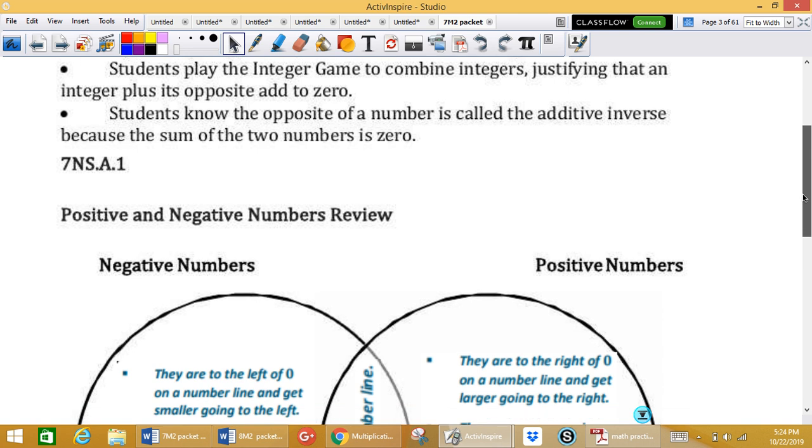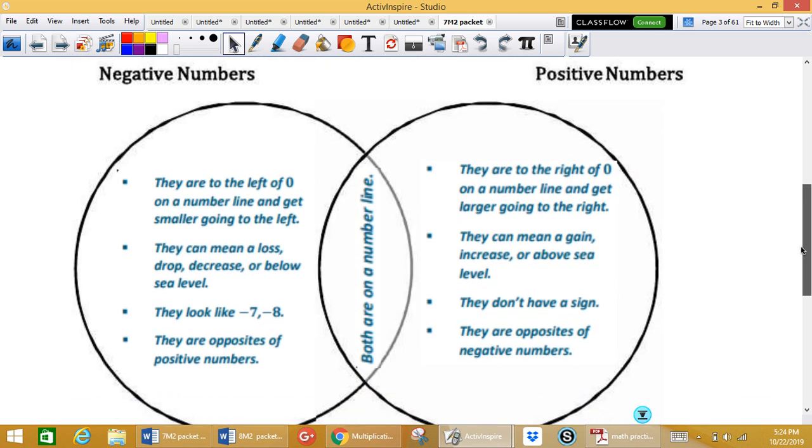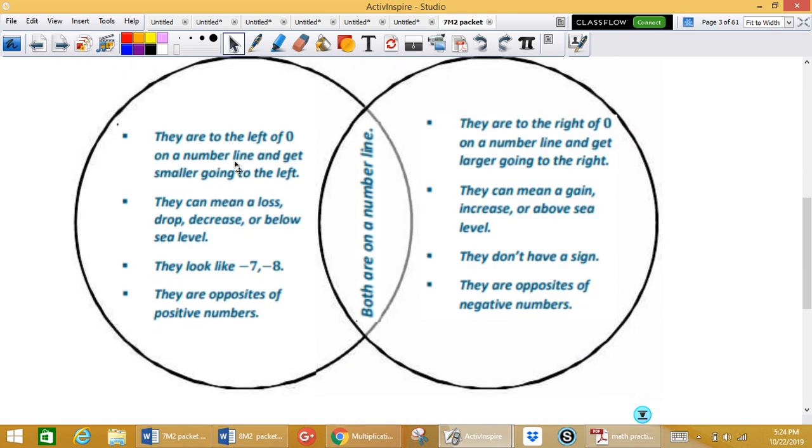So, positive and negative review. The negatives are to the left of 0 on a number line and get smaller as you go left. They can mean a loss, drop, decrease, or below sea level. They look like -7, -8. They have a little negative sign in front of them, and they are opposite of the positive numbers.